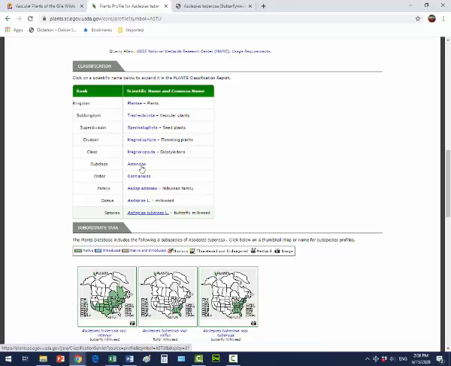Okay, so this is a very simple explanation of a classification system. You could do this with a butterfly that you found. You could do this with an alligator. They would all have these different rankings and groups that get us from something very, very general to something very, very specific.